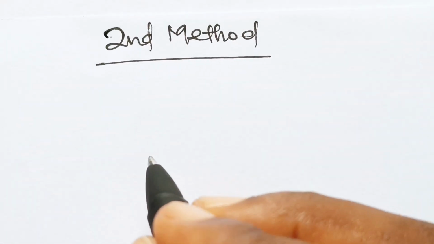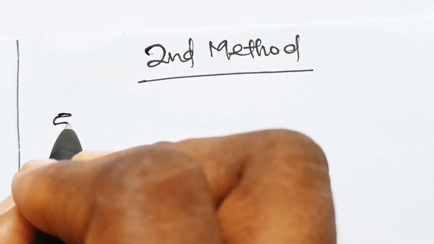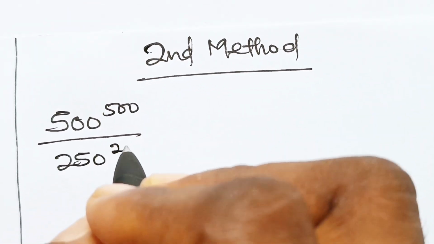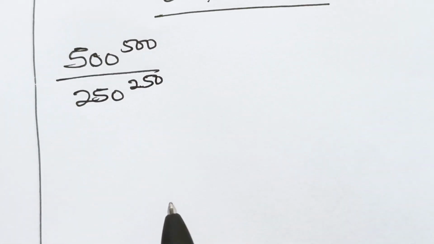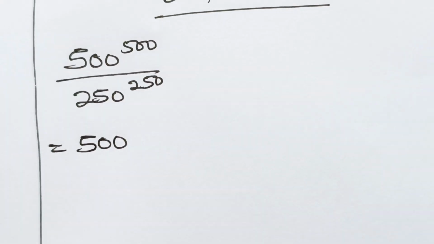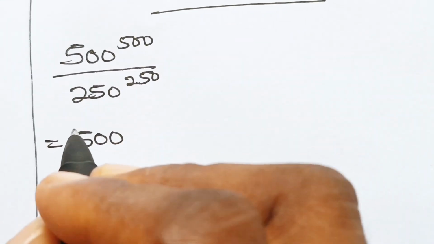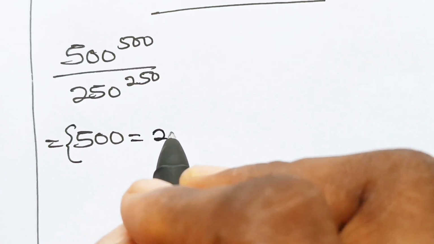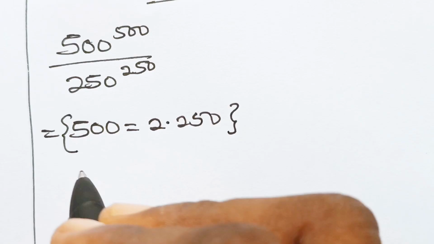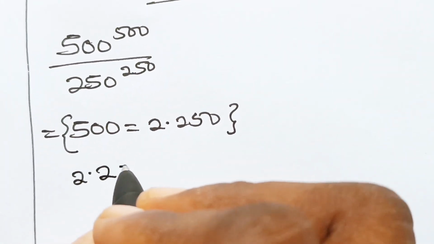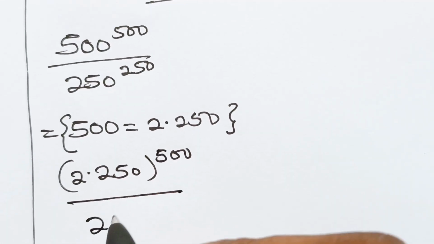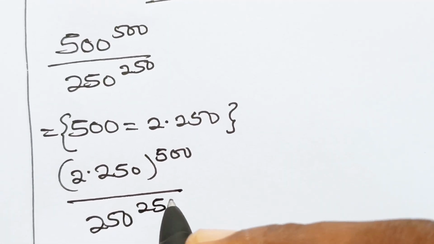So the second method, I'm going to use three methods, and the last one is the most interesting. So the question says 500 to the power of 500 divided by 250 to the power of 250. We are asked to simplify. Now this is equal to 500 to the power of 500. 500 is the same thing as 2 multiplied by 250. So we are going to write this as 2 multiplied by 250, raised to the power of 500, divided by 250 raised to the power of 250.